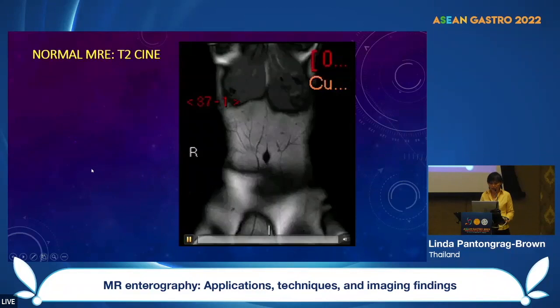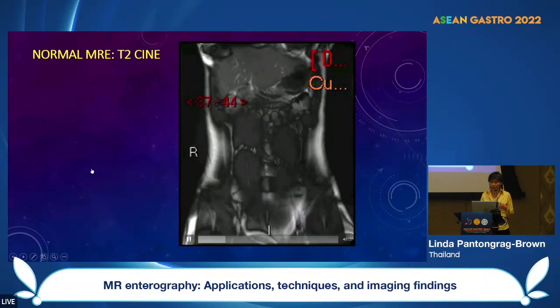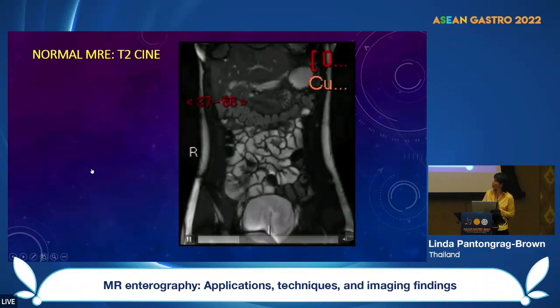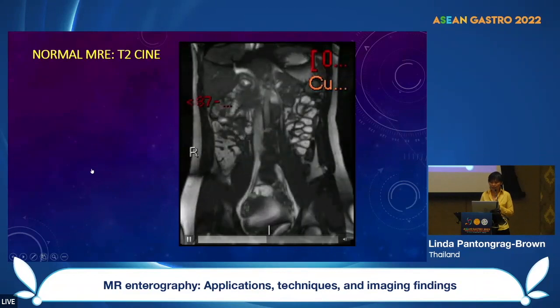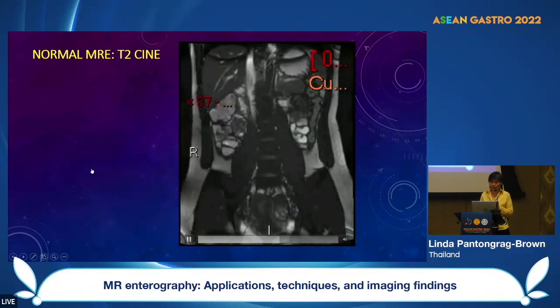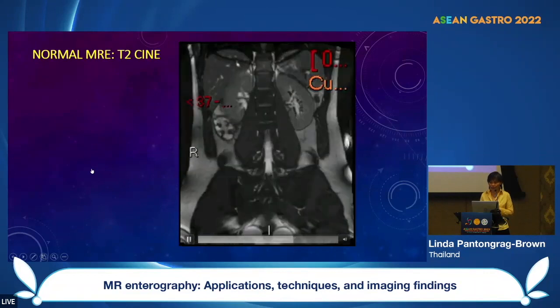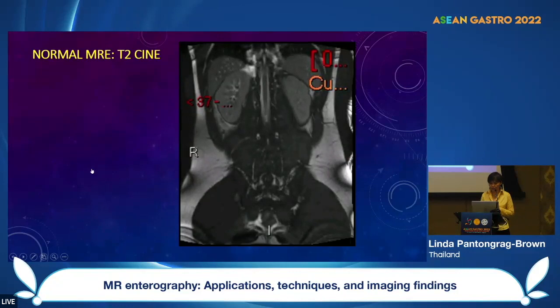We also perform the so-called T2 cine. Cine means movie view, so in this way we can see the peristalsis of the bowels. You can see here some movement of the bowels, and if there is a segment that doesn't move very well, we can see it. So it's a good tool to see the peristalsis of the small bowel.